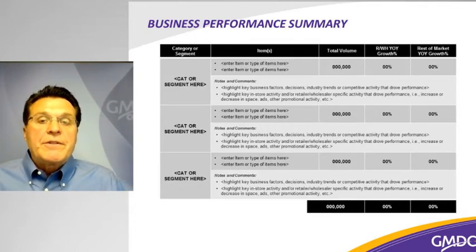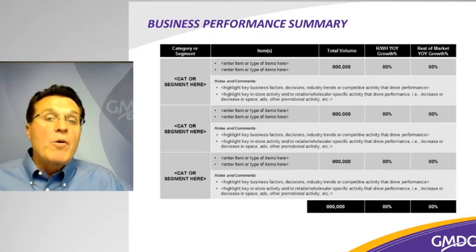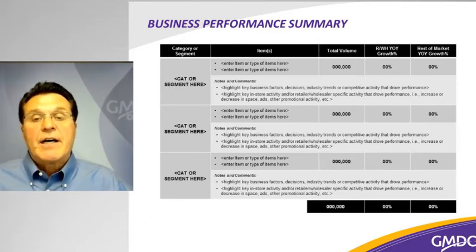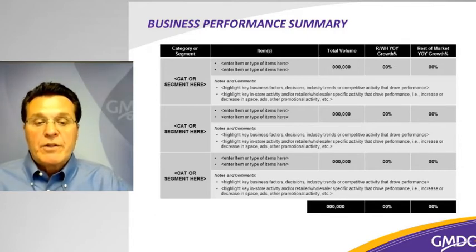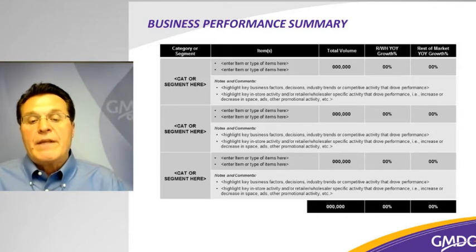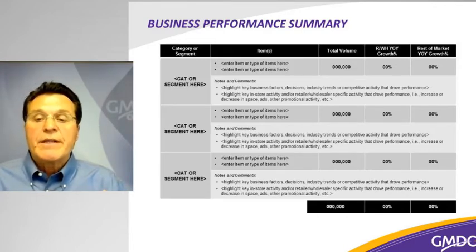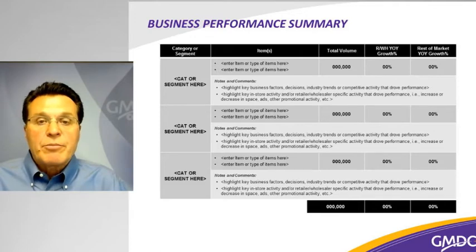Here's also a good opportunity to report on how our business is together. We call it a business performance summary, where you can look at not only the category or segment, but the items, how they're doing, what the total volume has been, or how that category in total is performing, for categories and products where you have products with that retailer.